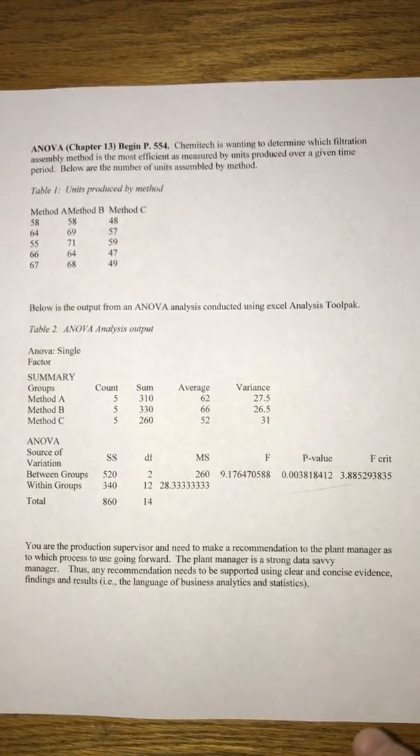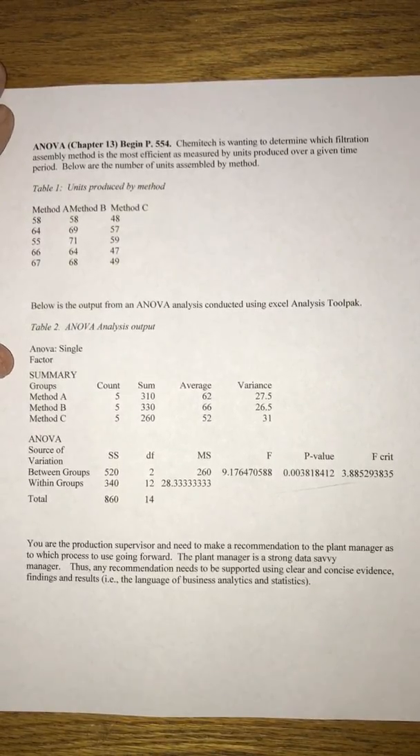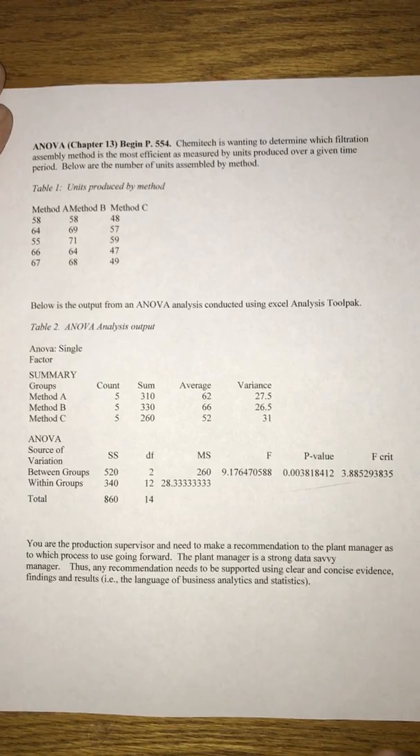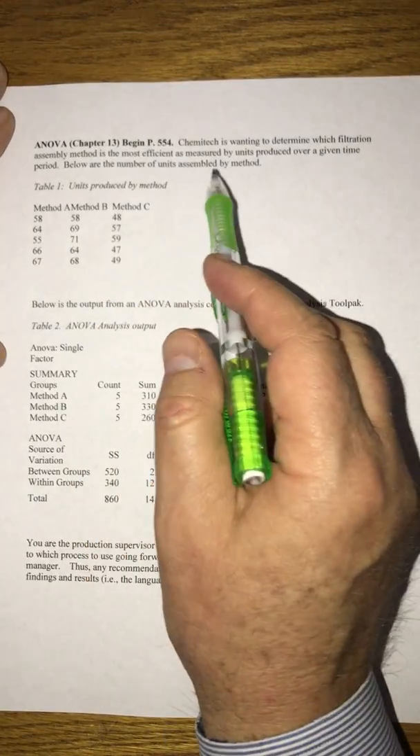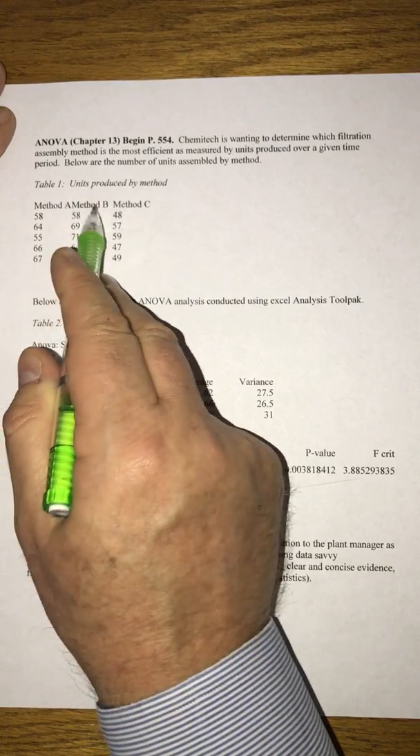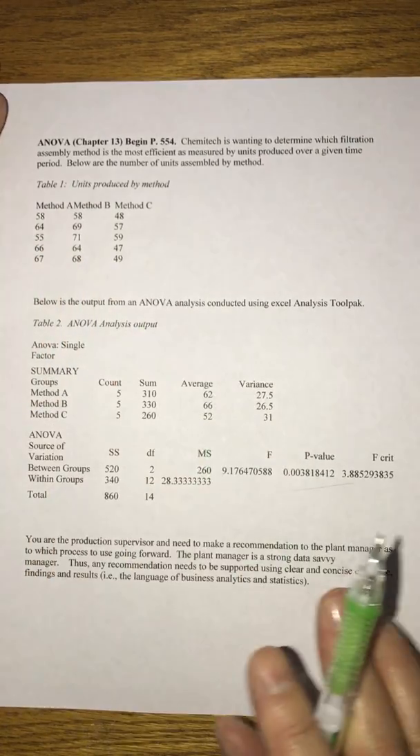In this scenario, the name of your company is Chemitech, and you're wanting to determine which filtration assembly method is the most efficient as measured by units produced over a given time period. So below are the numbers of the units assembled by method over a time period. This might be hours and days or something like that, but it doesn't really matter. So you have method A, method B, method C, 58. Here's all the different observations.